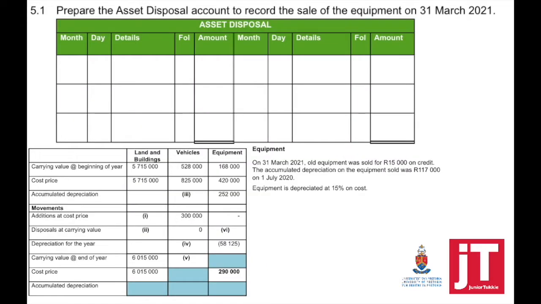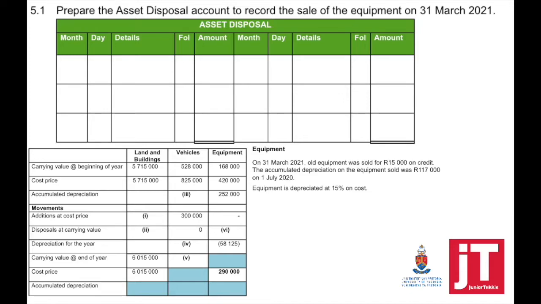Starting now with question 5.1, prepare the asset disposal account. If we look at the additional information, on 31 March 2021, all equipment was sold for $15,000 on credit. The accumulated depreciation on equipment sold was $117,000 on the 1st of July 2020, which is the beginning of the accounting period. Equipment is depreciated at 15% on cost.